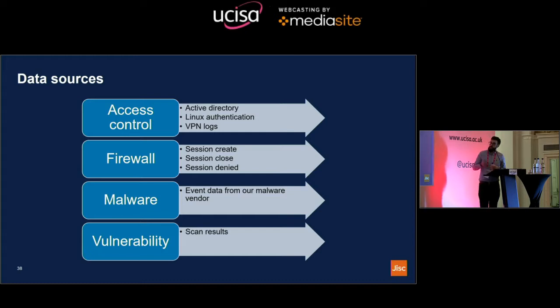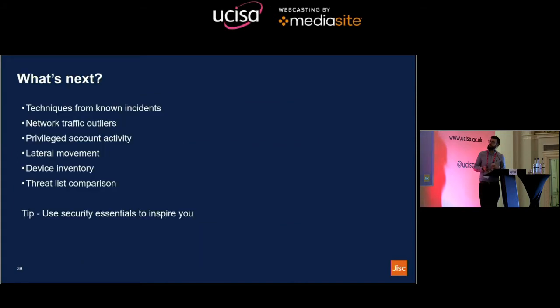So yeah, again, event data from our malware vendor. We use CrowdStrike for our antivirus, and we can connect to their API and pull in all the data that we need from them. And we take scan results from our Greenbone vulnerability scanner, and that provides us and management with a really good overview of how we're doing vulnerability-wise.